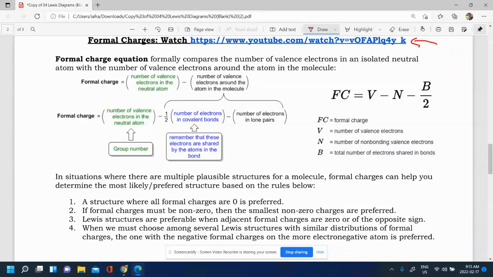The way to typically calculate the formal charge is you take the number of valence electrons on the particular atom you're interested in, minus the number of non-bonding electrons present, and then minus the number of electrons in bonds divided by 2. In other words, minus the number of lines connected to it.